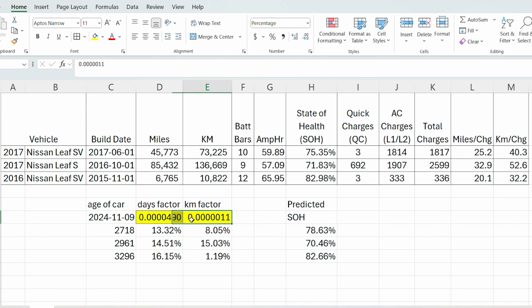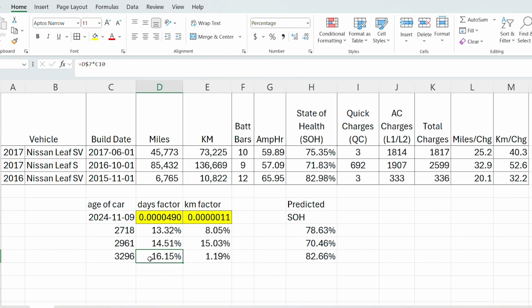I can play with these some more and get those numbers to match, but I'm trying to get all three numbers to match. So this 75 compares to the 78, 71 compares to 70.46, and 82 compares to 82. So hopefully this is making sense, what I'm doing here.